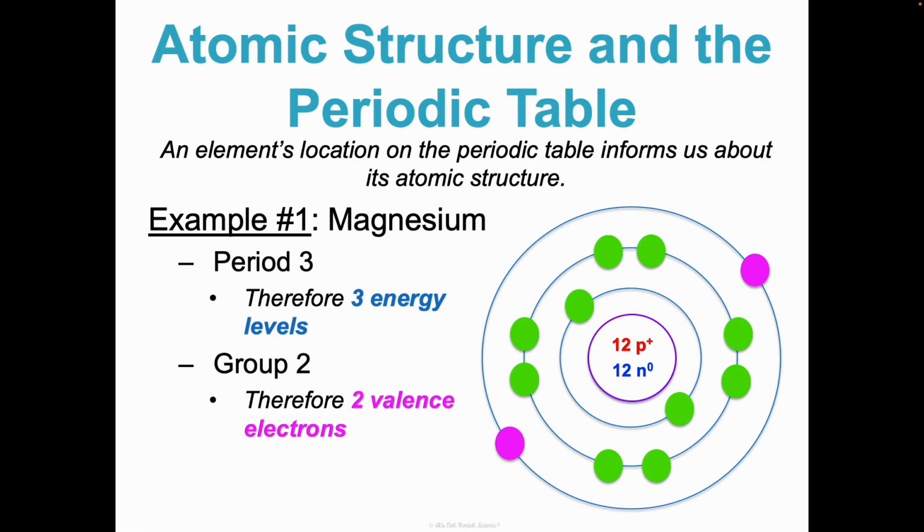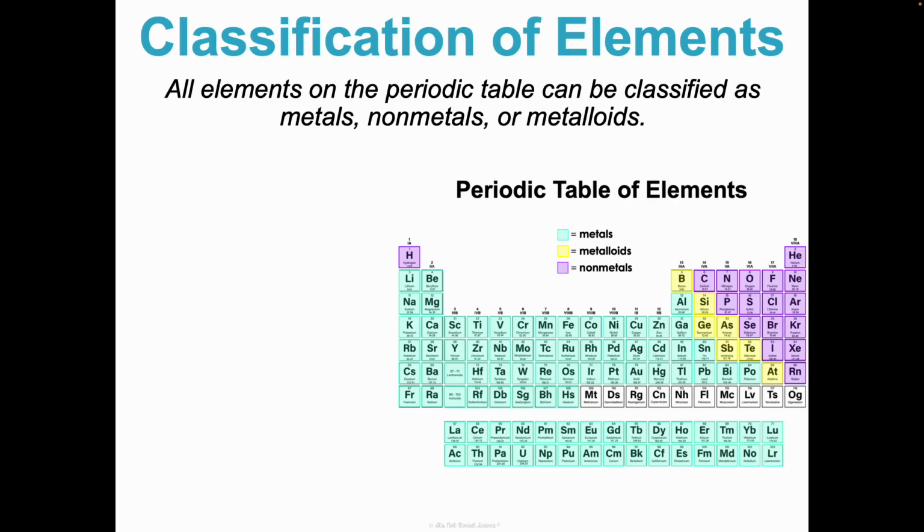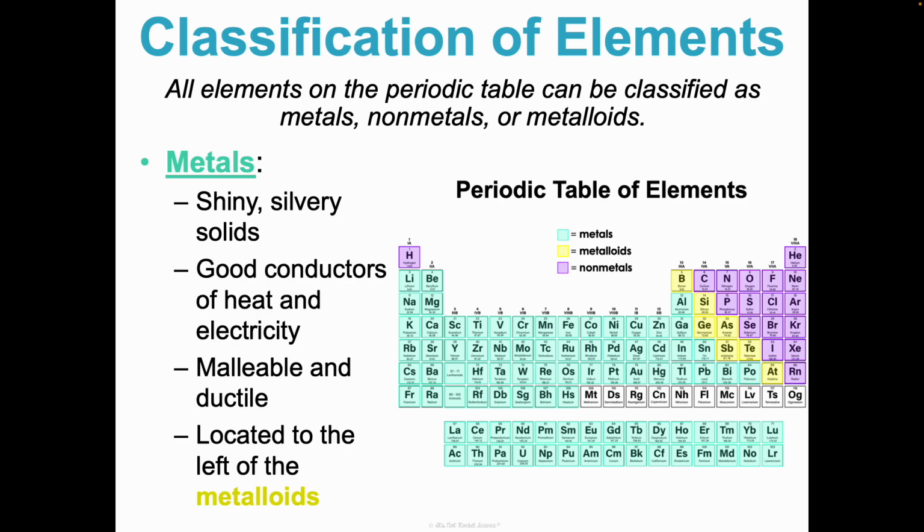They allow us to draw Bohr models, which we'll get to in a minute. But I have one other thing I want to teach you about the periodic table first, and that's the classification of elements. All elements on the periodic table can be classified as metals, nonmetals, or metalloids. Metals have several properties. They're typically shiny, silvery solids, good conductors of heat and electricity, and tend to be malleable and ductile. You can find them on basically the left side of the periodic table. I've color coded all the metals in this seafoam green color. The ones that are white, we're just not entirely sure about.